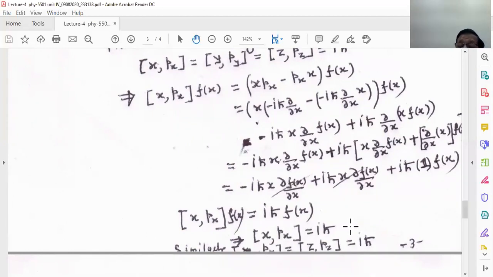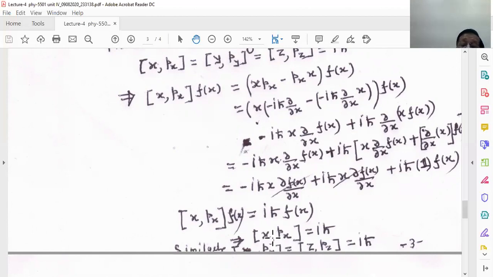So x does not commute with px, which indicates that these two observables, that is the position as well as the momentum of the particle, cannot be measured simultaneously.